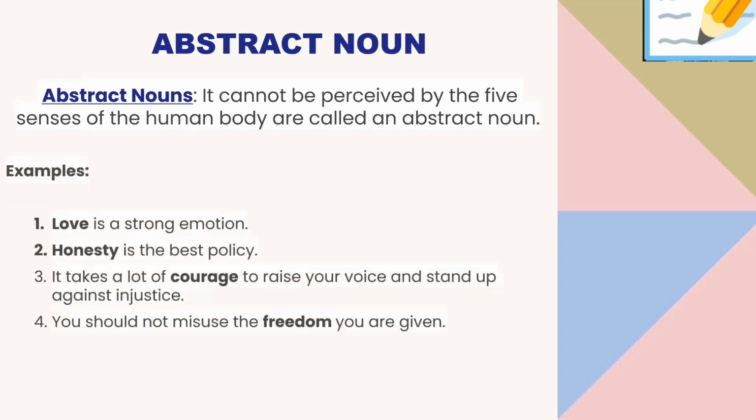For example, love is a strong emotion. So love cannot be seen or touched. And honesty is the best policy. So in this sentence, honesty. It takes a lot of courage to raise your voice and stand up against injustice. So here in this sentence, courage. You should not misuse the freedom you're given. So in this sentence, freedom. So abstract nouns and concrete nouns are opposite nouns. I hope you have understood. These are the examples of abstract nouns.